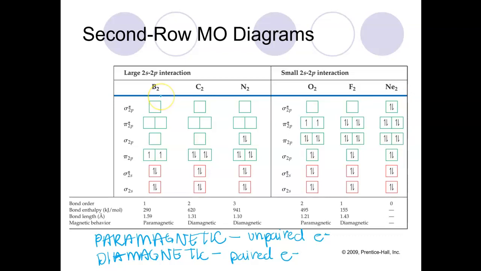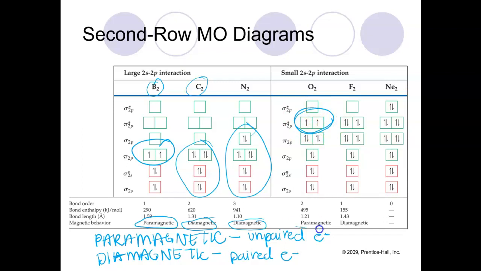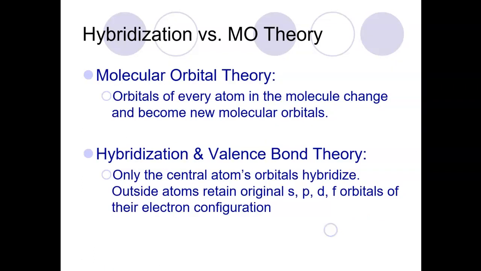So if we look at this, this is just them drawing the molecular orbital diagrams without the left-hand column and the right-hand column, they just did the center column. So in B2, don't we have some unpaired electrons? Which is why B2 is paramagnetic. In C2, all my electrons are in sets of 2, so it's diamagnetic. In N2, all my electrons are in sets of 2, so it's diamagnetic. In O2, I have some unpaired electrons, so it's paramagnetic. In fluorine, they're all paired, so it's diamagnetic. And in neon, it would also be diamagnetic. The only reason why there's nothing written there is because it has a bond order of 0, which means it doesn't exist.